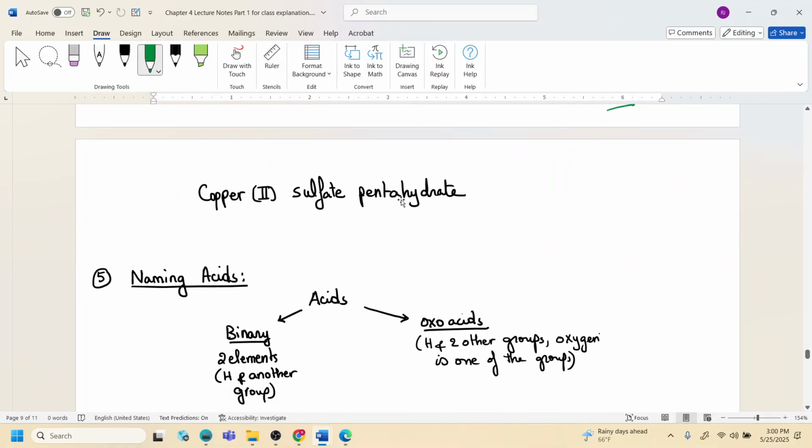Copper 2 sulfate pentahydrate. So pentahydrate is 5 water molecules. This is 5 water molecules for every 1 molecule of copper 2 sulfate. So we're going to write the copper. Copper is +2, and the sulfate is SO4, and it is -2. So basically, this is the formula in there. So it's going to be copper sulfate, CuSO4 dot 5H2O. Okay.